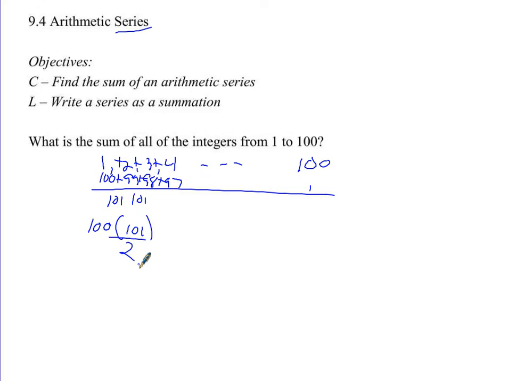What was it? It's n times n plus 1 over 2. This is the formula for adding up all the numbers from 1 to whatever number you want. So the answer to this problem is 5,050, once you plug in 100 here. 100 times 101 is 10,100, divided by 2, and you get 5,050.